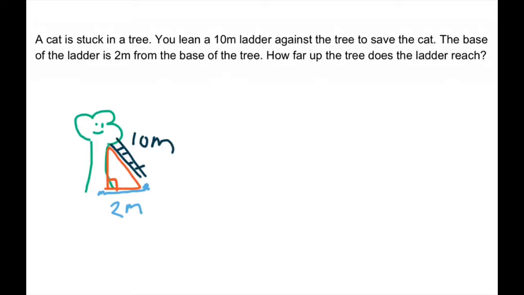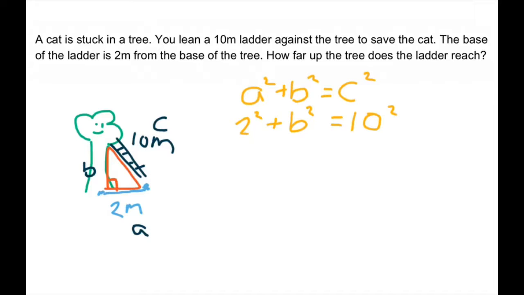Then you continue on with a regular Pythagorean theorem question. You figure out which one's A, so this could be A, okay? This could be B, but remember A and B doesn't really matter which one. And then the 10 meters is your C because that's your hypotenuse. I have a missing side length, which is B: how far up the tree does the ladder reach? So that's going to be the length of B. I use Pythagorean theorem to find the missing side length of the right angled triangle. So I know A and I know C and I need to find B.